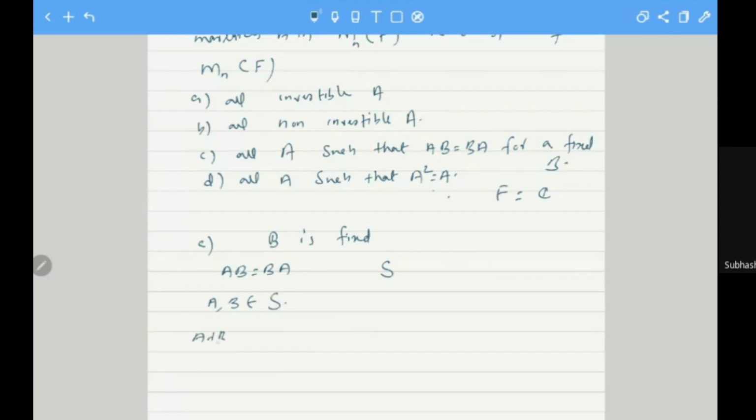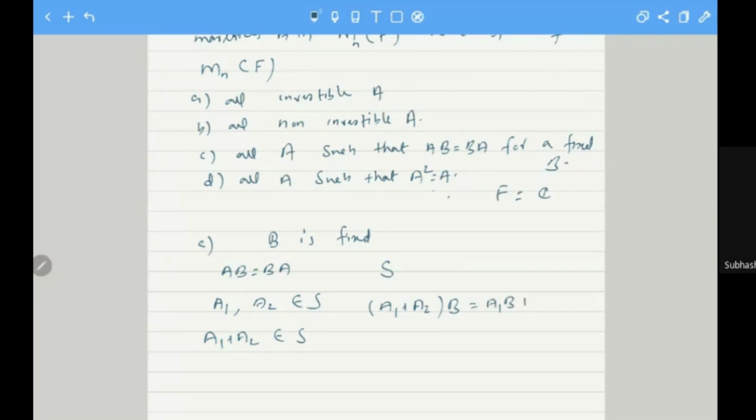Then we can see that, oh sorry, we already used A and B, so let A1 and A2 be elements of S. Then A1 plus A2 is again in S. How do we show this? We need to show A1 plus A2 should also commute with B, right?